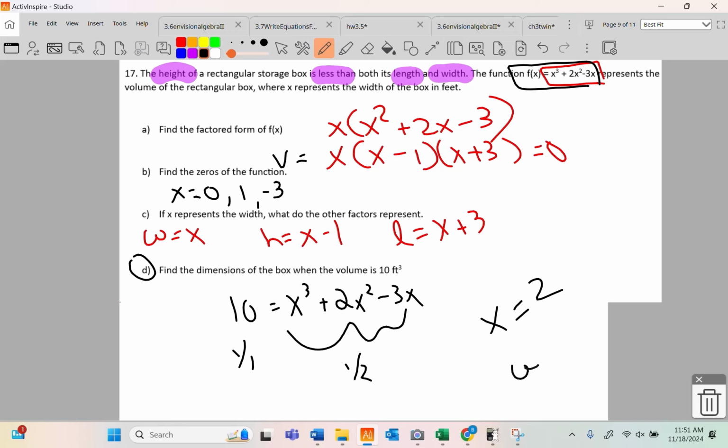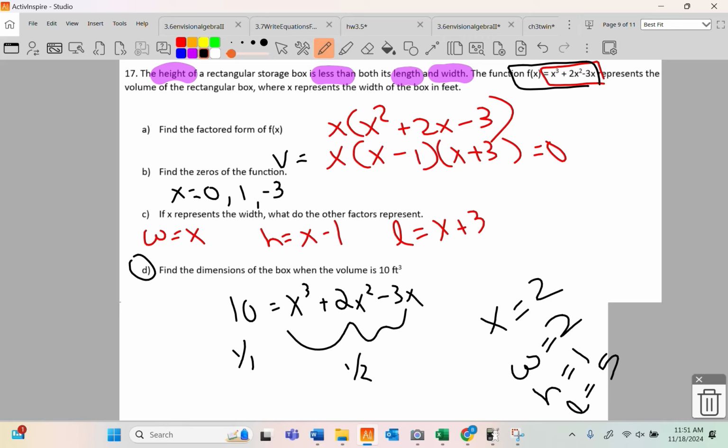So that was the width. The width was x. The width is 2. The height is x minus 1, which is 1. And the length is x plus 3, which is 5. Does that work? Do 2, 1, and 5 give you a volume of 10? I think they do. 2 times 1 is 2, times 5 is 10.